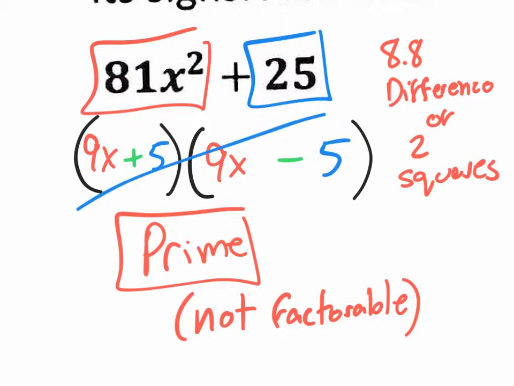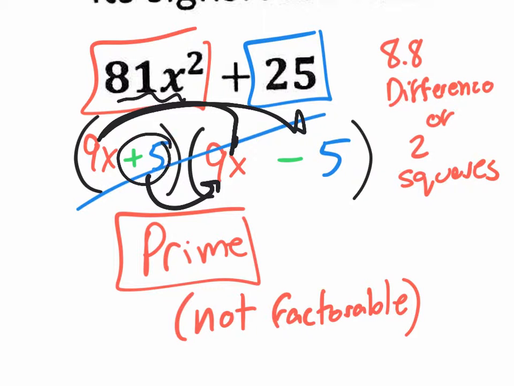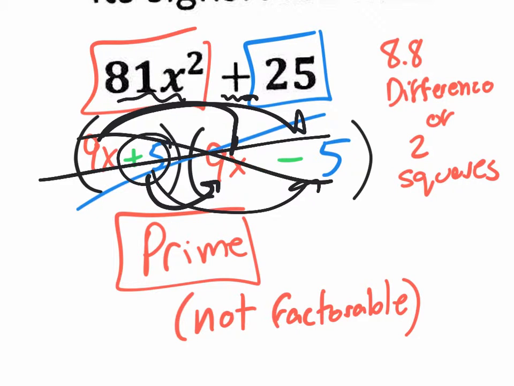I mean, if you did just guess at it, if you did the square root, got the 9x, did the square root, got the 5, and started double checking your answer: 9x times 9x, that's 81x squared. 9x times negative 5, that's negative 45x. And positive 5 times 9x is a positive 45x, so the middle terms would cancel. But then when you go positive 5 times negative 5, you get a negative 25, not a positive 25. So you know it would not work. So nope, it is prime, which means not factorable.